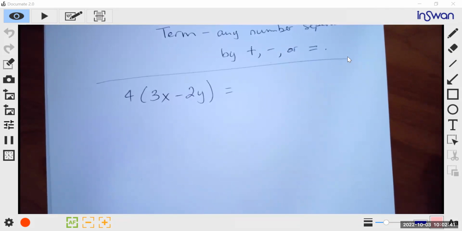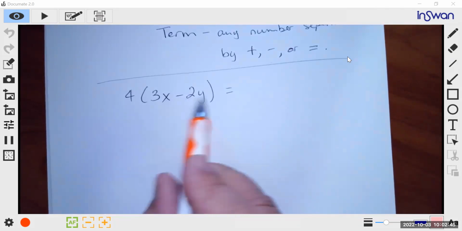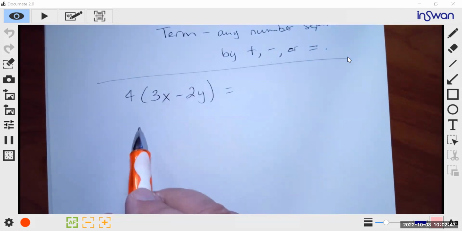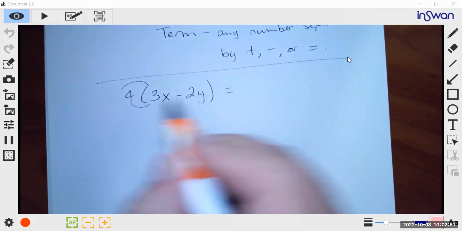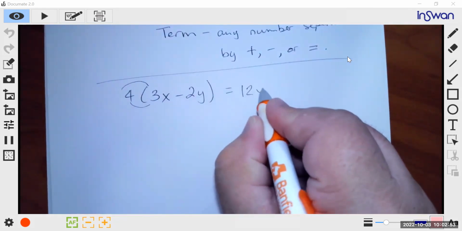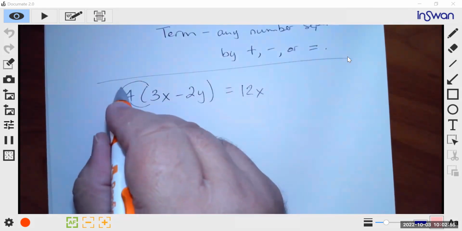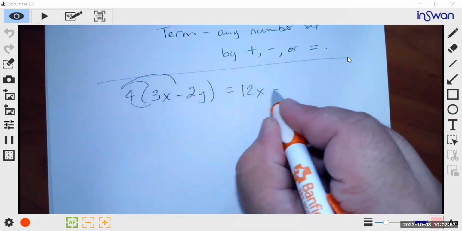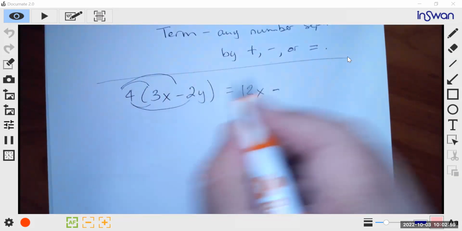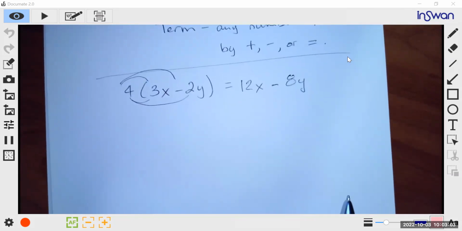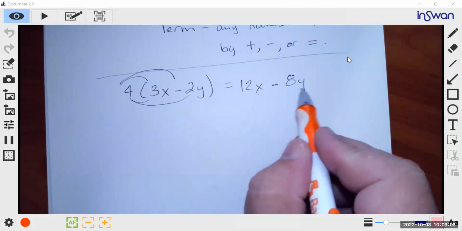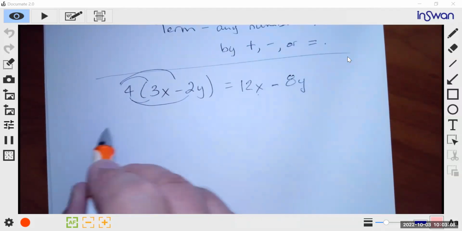Again, here, we're going to use the distributive property. Since there's nothing else, we can't do anything inside the parentheses. So let's get rid of the parentheses. Positive times positive is positive. 4 times 3 is 12x. Positive times negative is negative. 4 times 2 is 8y. As far as we can go. We can't combine these two, but that's x and y. Apples and oranges.